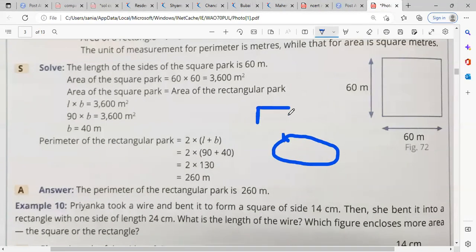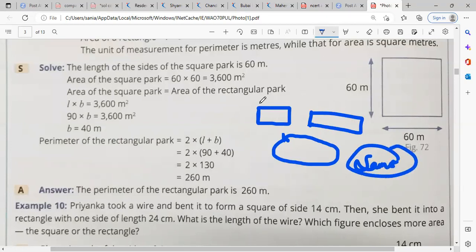Ma'am. First you made a square, right? And after that you made a rectangle. Okay. Yes, ma'am. Remember one thing, the perimeter of this square and the perimeter of the rectangle will be the same. Because you are using the same wire, of course the boundary will remain the same, na? Yes, ma'am. And if you make the rectangle, here also the boundary will remain the same. Yes, right? So Priyanka took a wire and bent it into a square of 14 centimeter. One side is 24 centimeter. Length is 24 centimeter. Right?